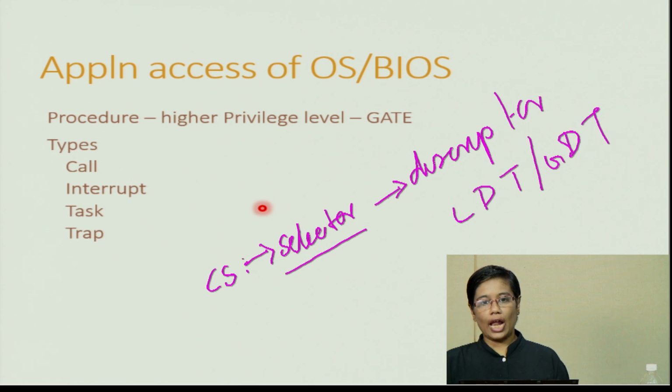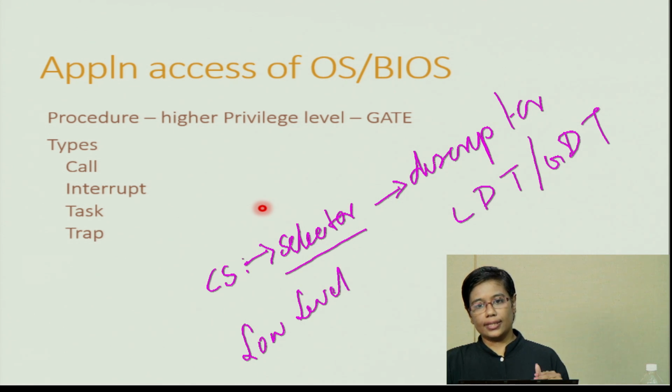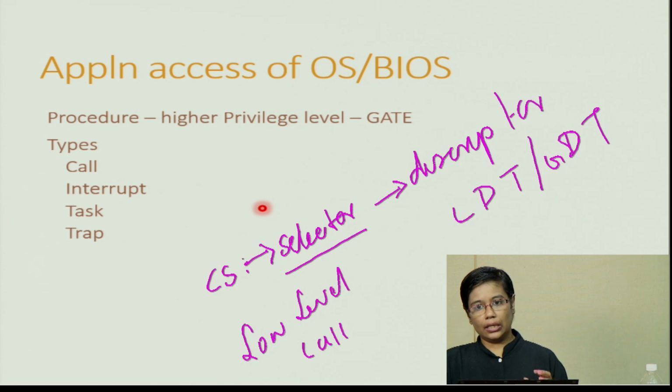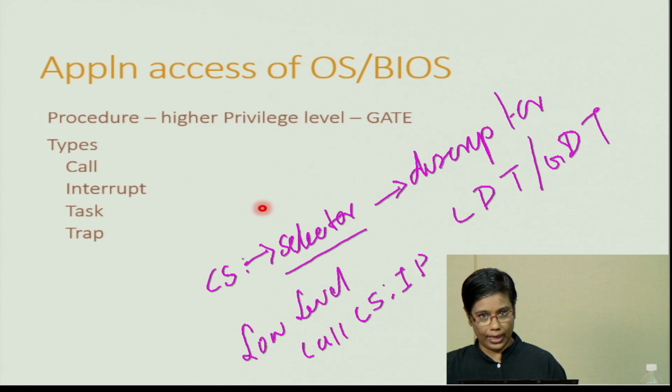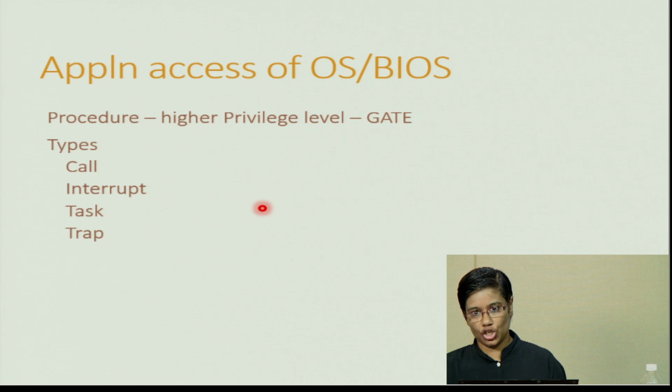So if the program that is trying to access the segment happens to be a low level program, or it happens to have the lowest privilege level, then it uses a call instruction, and this call instruction in turn will trigger a call gate. So how does it work? When I say call, it's going to be a far call, so it will have the contents of CS and IP available in it. The CS is going to have the selector. The selector is going to point to the descriptor, which will be present either in the LDT or in the GDT.